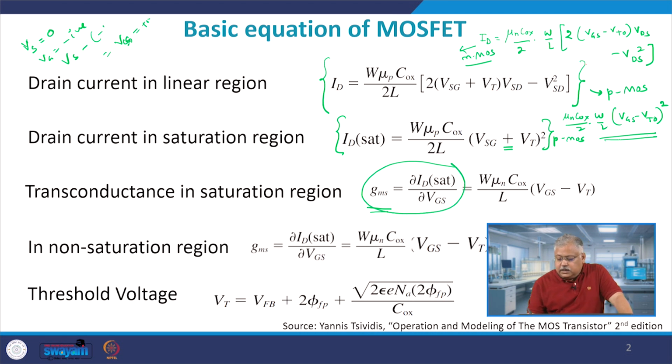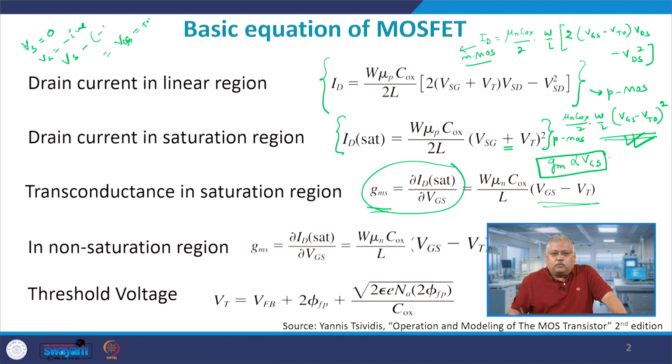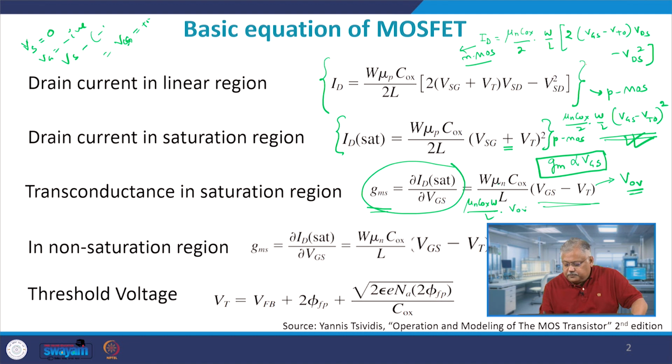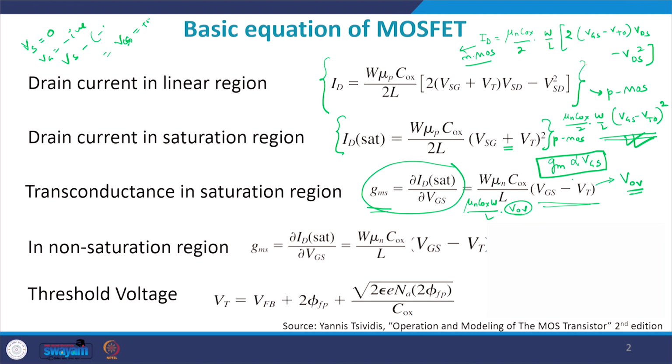If I differentiate this quantity with respect to VGS, I should get the value of GM, and that comes out to be, I am not doing it in the class, but you can actually look, mu n C oxide W by L into VGS minus VT. Quite interestingly, GM is proportional to VGS, and it is almost a linear function of VGS. So, VGS minus VT, what? It is basically my V overdrive, remember. So, if you write down this whole quantity, I can write it as mu n C oxide W by L into V overdrive. So, higher the V overdrive, more is the transconductance.